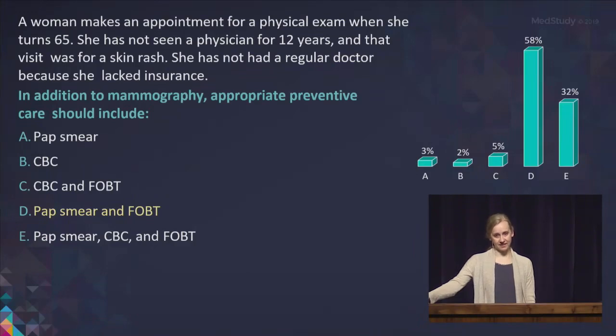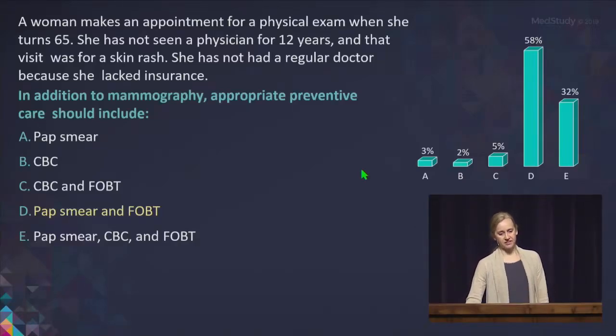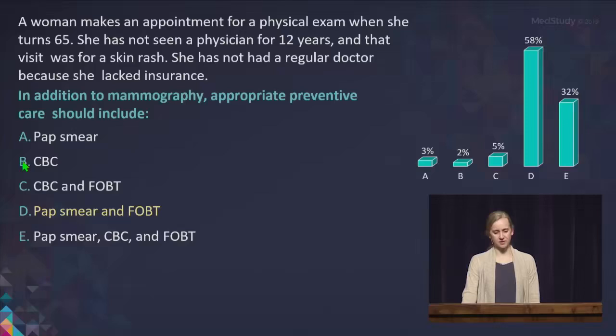Good, exactly. So she definitely needs an FOBT, right, since she's over 50. She definitely does not need a CBC, since a CBC, especially on multiple choice questions in this situation, is not going to be the answer, right? We're going to have like a hemoglobin that we ask for or a white blood cell count that we ask for. And then the question is Pap smear.